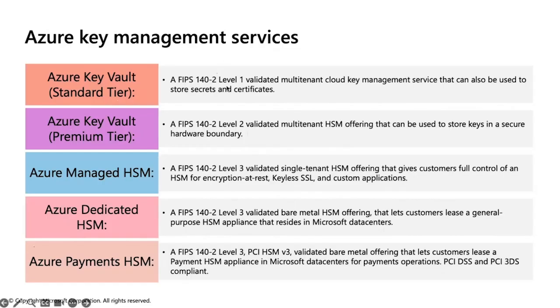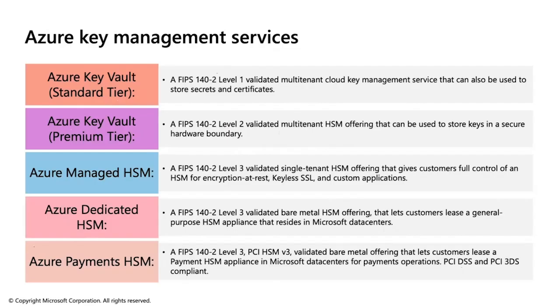So from software multi-tenant, which is basically general purpose, if you want to go for a higher level, you can go for multi-tenant HSM, where a hardware security module will be there. Now, software-based single tenant, if you're looking for a dedicated hardware HSM appliance, go for this. And if you're looking for a dedicated hardware HSM appliance that should be PCI DSS, PCI 3DS compliant, you have this option here that you can use.